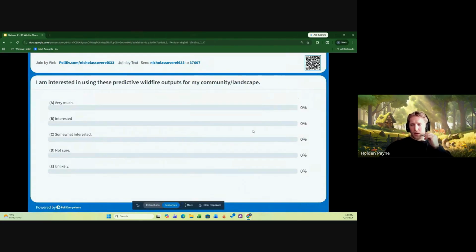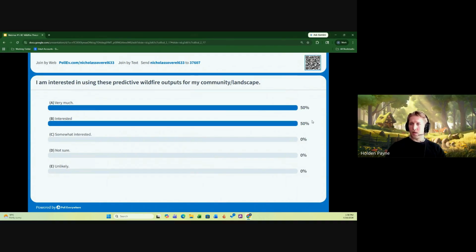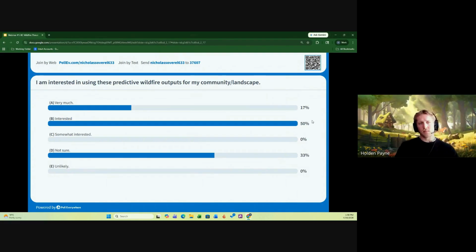Yeah, so I think if I have time for this poll, I'll give y'all just a second to respond to that, so that I can see if people are interested in using these predictive outputs for your community or landscape, or thinking about applying them themselves, or talking to us, or if this hopefully gives some people involved in the fire management world more confidence in this type of approach as well.